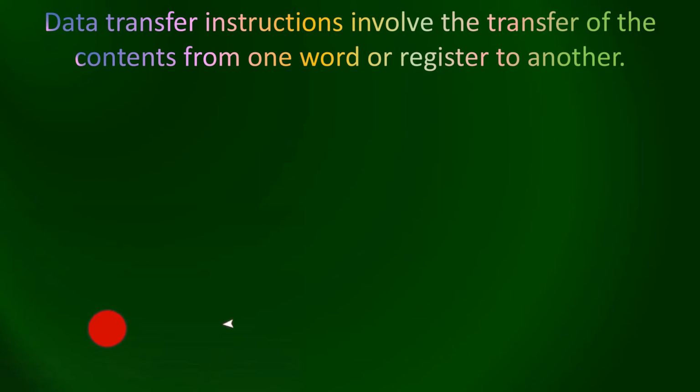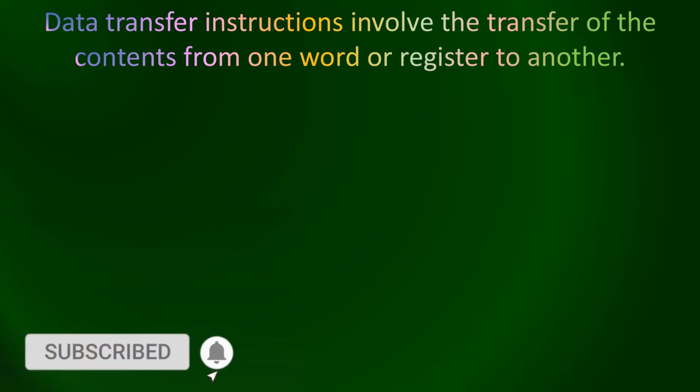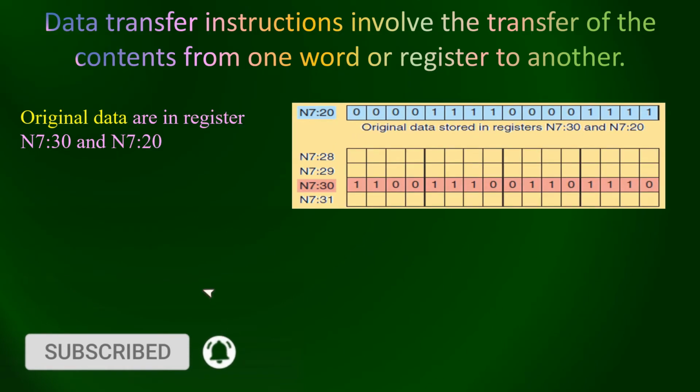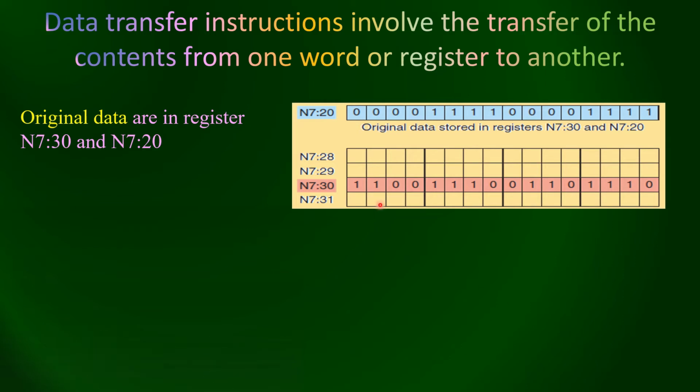Normally the data transfer instruction involves the transfer of the contents from one word or register to another word. Let us see this by an example. Here we have data in this register N730, and again in N720 there is data. Suppose we want to transfer the data from N730 to N720.